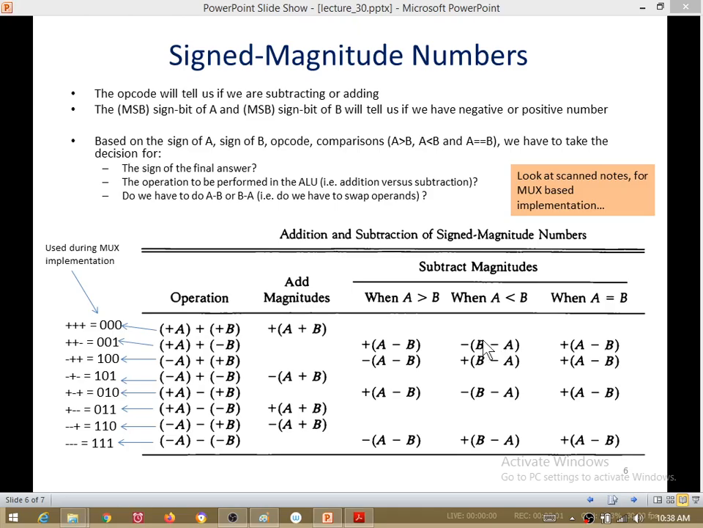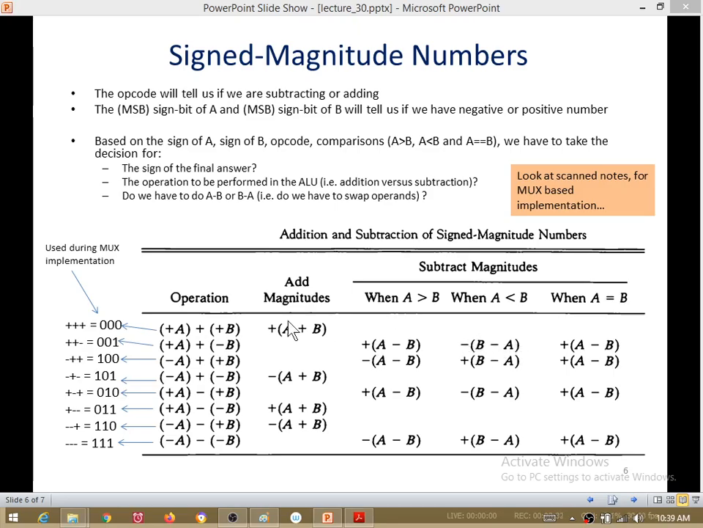Similarly, for this operation, if A is less than B, then what we will do is we will take the magnitude of B and subtract the magnitude of A from it, because here B is greater than A, and whatever is the answer in front of that, we are going to artificially put a negative sign. So here this process is actually telling you whether you are supposed to subtract the magnitudes and put a sign in front of it.